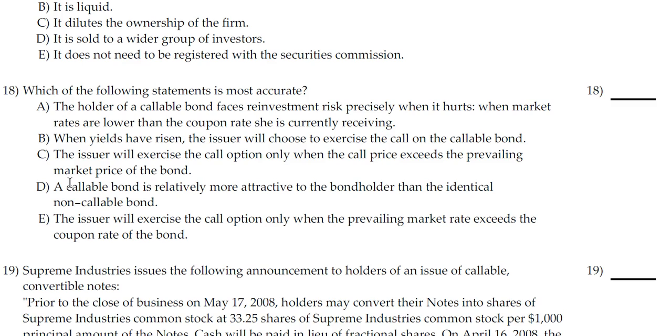D, callable bond is relatively more attractive to the bondholder than the identical non-callable bond. Not true, because a bondholder faces the risk of the bond being called when it is inconvenient. And E, the issuer will exercise the call option only when the prevailing market rate exceeds the coupon rate of the bond. Again, this one is not true. So to summarize, question 18, answer A.